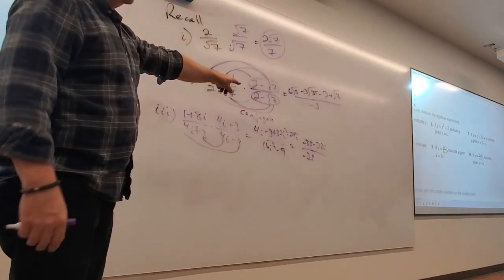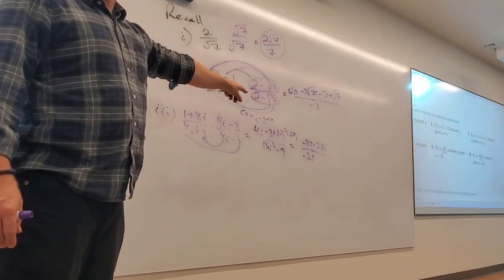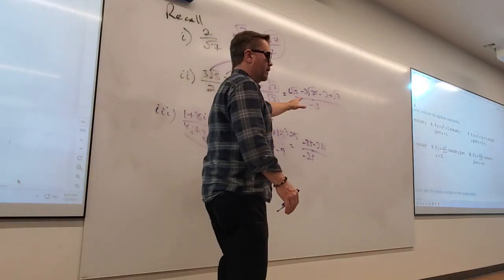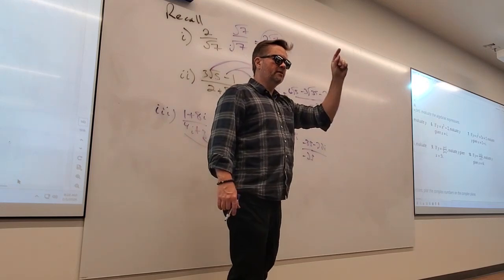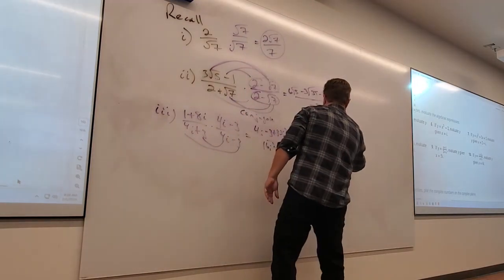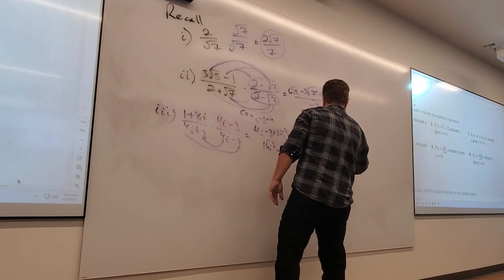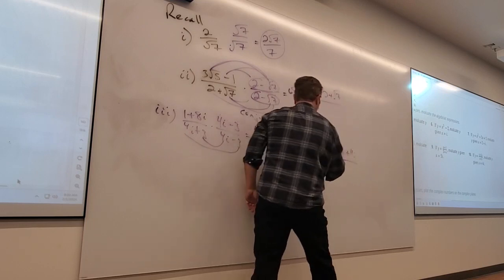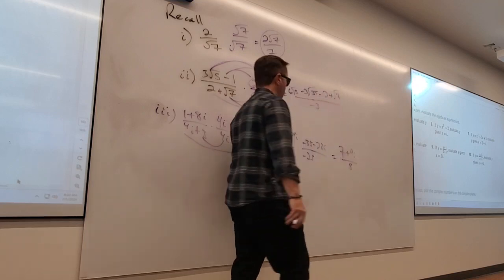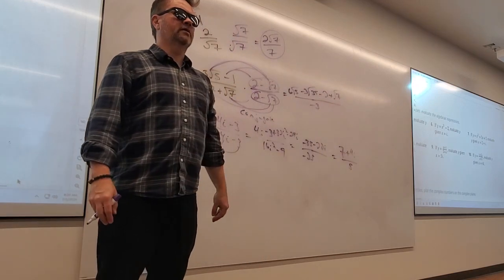And then what's the last thing I could do with that? You guys see I can do something? Everything is divisible by, and in fact, it's divisible by -1. So this will be 7 plus 4i over 5. So divide everything by 5.